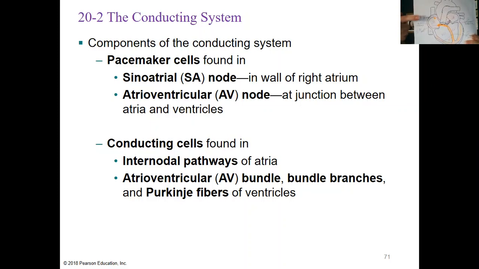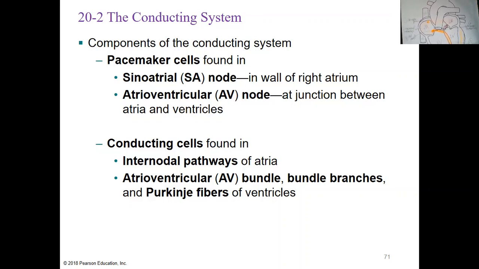Between the SA and the AV node, you will have these things that are called internodal pathways. The internodal pathways are going to be, as the name implies, in between the two nodes, between the SA node and the AV node. What you can see I did on my picture was I just drew some little dashed lines running across the right atrium and then also over here to the left atrium, because the internodal pathways are going to stimulate both atria at the same time.